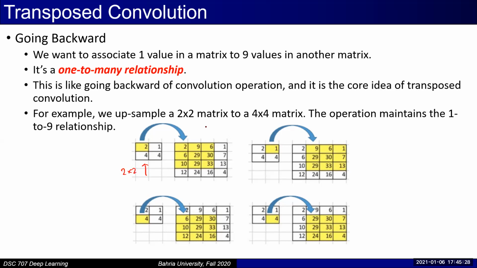And now you have to expand it to 4x4. Okay, so in that case, what would we need? This 2 will be producing these 9 values, right? Similarly, this 1 will be producing these 9 values. This 4 is giving these 9 values, and this 4 is giving these 9 values, right?